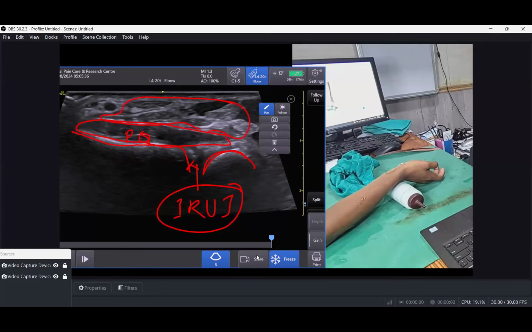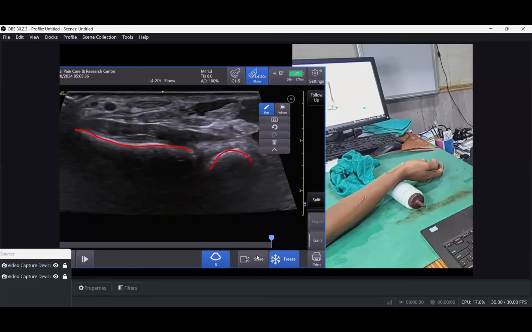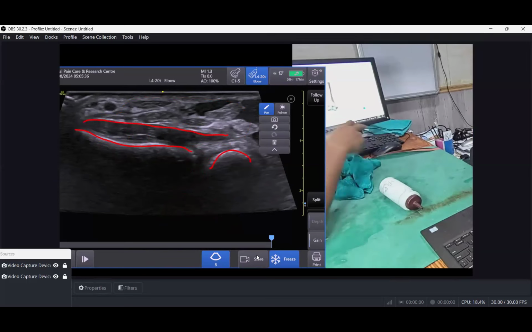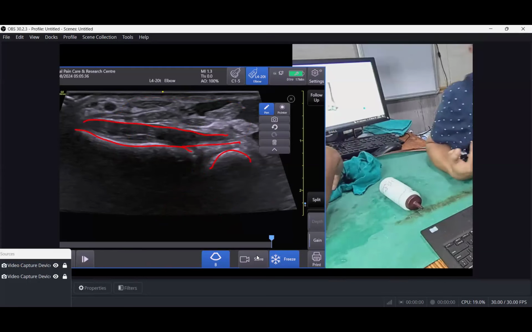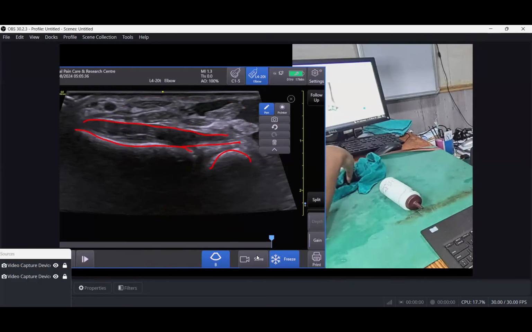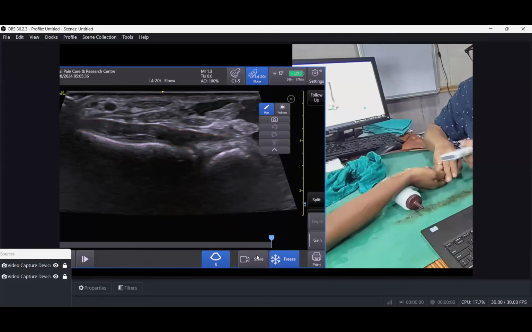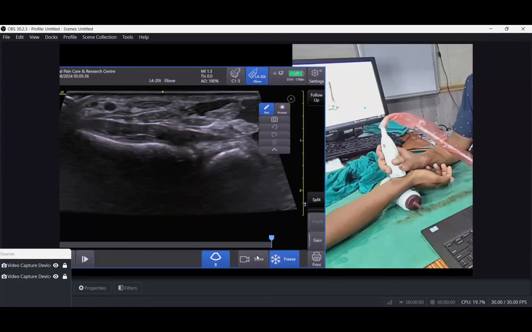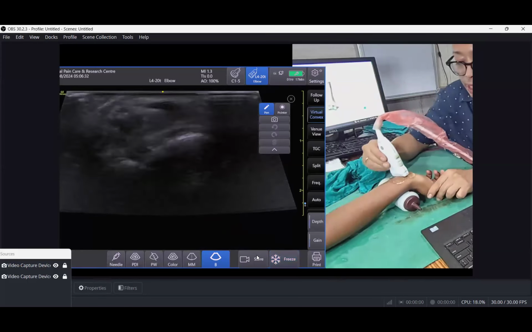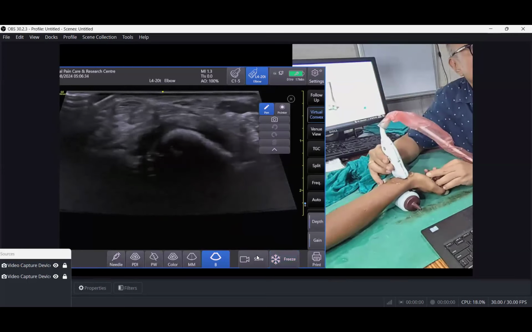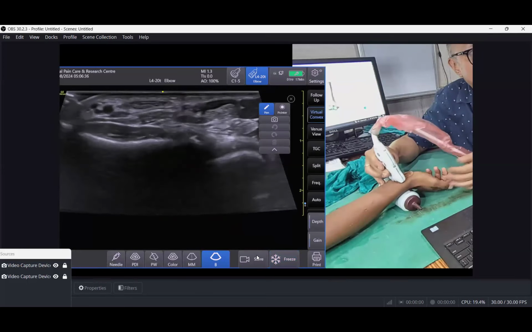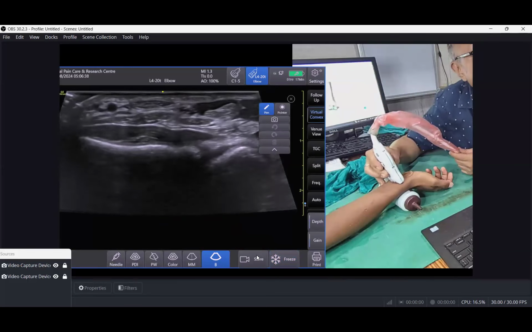Okay, so this is our home page. One hyperechoic structure is the radius. Another small hyperechoic structure is the ulna. Above this, the flat muscle is the pronator quadratus muscle. So this is our home page. We usually start from here. Okay, so after getting this view, the left side of the screen is the radial side, and the right side of the screen is the ulnar side.